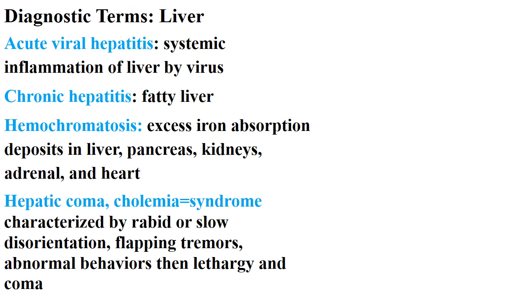Hepatic coma and cholemia syndrome, which is a syndrome characterized by rapid or slow disorientation, يعني بداية شلون عدم انتظام, and flapping tremor, ارتجاف, also abnormal behavior تصرفات غير اعتيادية, then lethargy مرحلة سبات and بالأخير يؤدي إلى كوما.